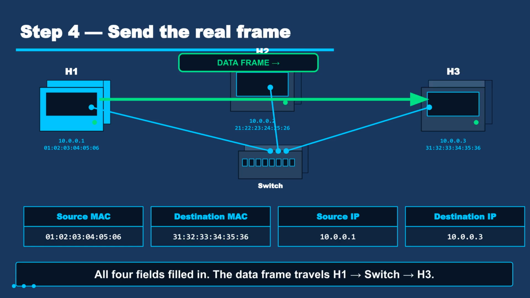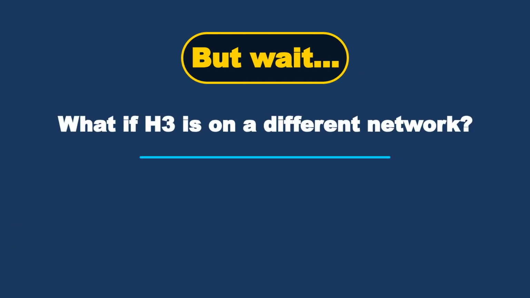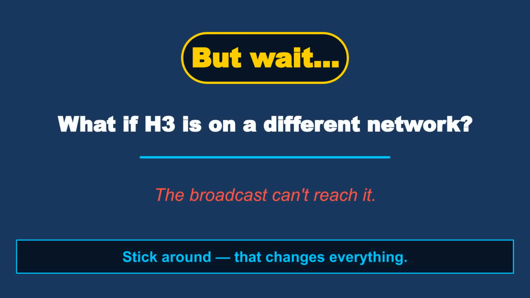Now H1 sends the actual data frame. All 4 header fields are filled. The data frame travels from H1 through the switch to H3. ARP did its job in 2 packets. But what if H3 is on a different network? The broadcast can't reach it. Stick around. That changes everything.